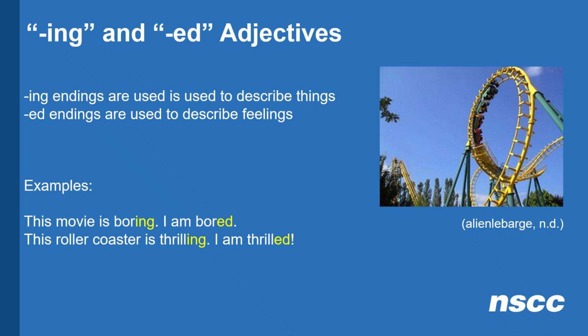Here are some examples. This movie is boring. I'm bored. This roller coaster is thrilling. I am thrilled. In the first example, the feeling is boredom. In the second example, the feeling is thrill or excitement.